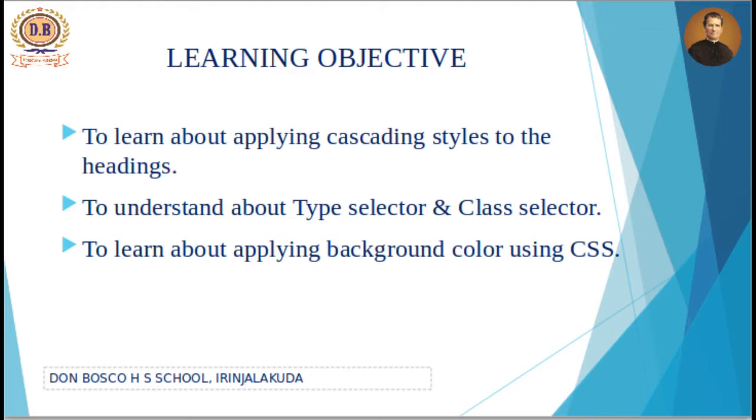By the end of this class, you will be able to learn how to give cascading style to the heading tag, and you will also learn two classifications: one is the type selector and the other is the class selector. You will also learn how to apply cascading style for giving background color. These are the three main topics we are going to discuss in today's session.